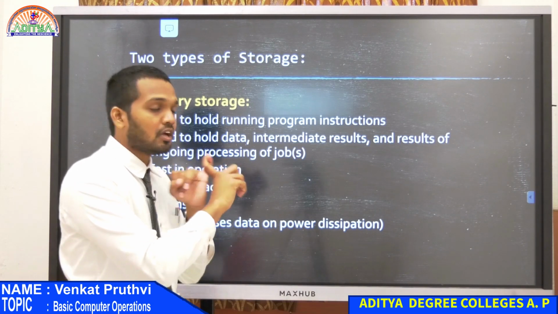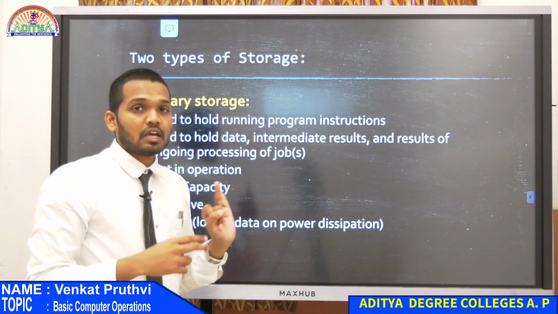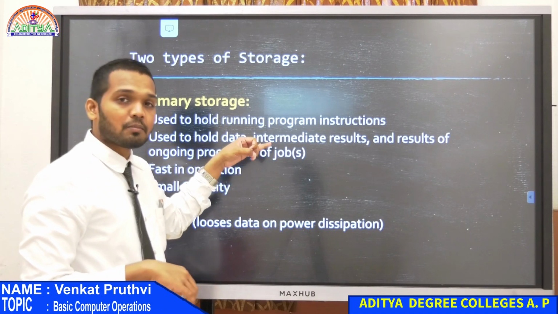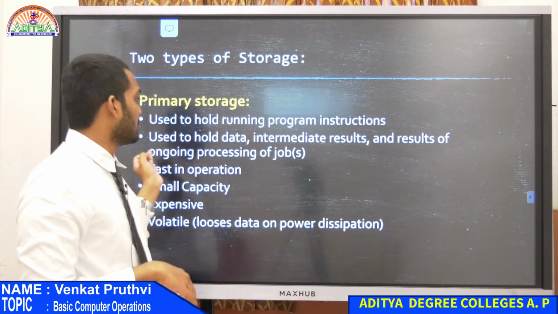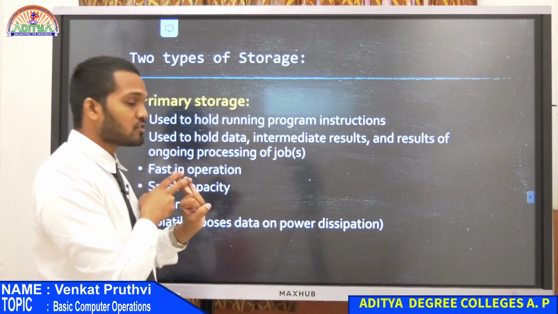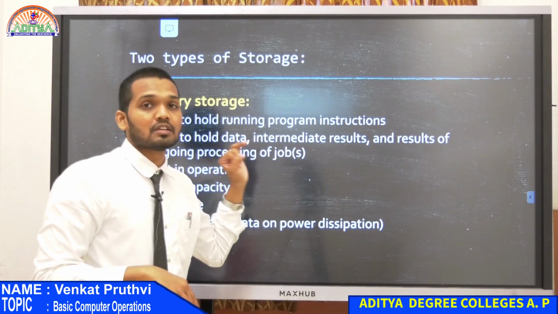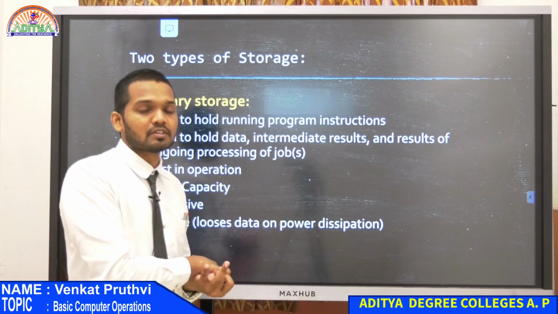That is the first point in primary storage. The second thing the primary storage does, we already discussed in the storage unit previously: it is used to hold the data, and it is used to store the intermediate results. Intermediate results we have already discussed previously.